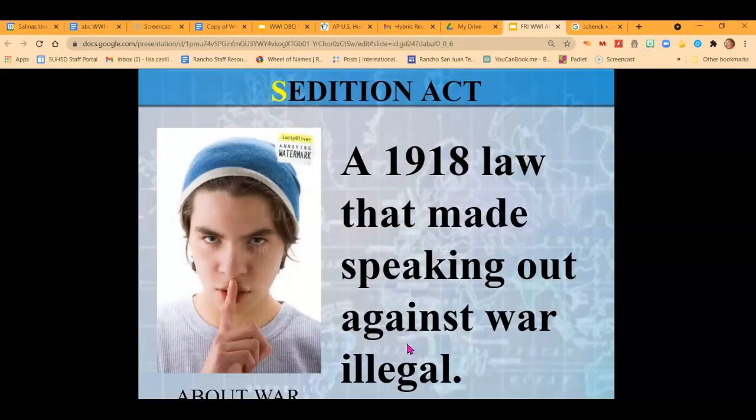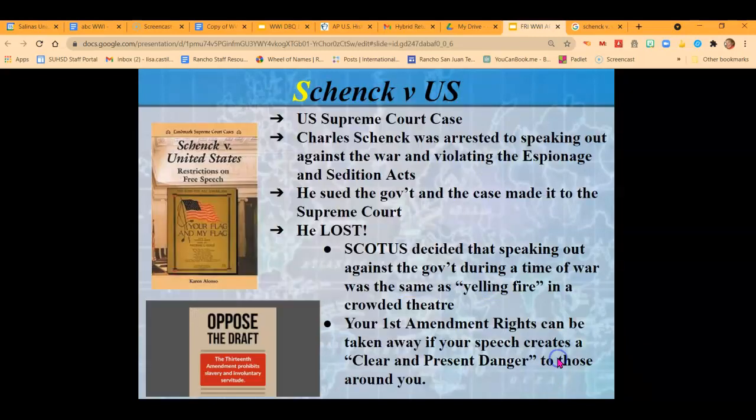QRS. Ooh, here's the other half of that Espionage Act. The other half of the Espionage Act is the Sedition Act. The Sedition Act was passed in 1918, and it is a law that makes speaking out against the war illegal. So the Espionage Act was just a little bit more targeted, and now the Sedition Act is super blanketed. Literally, you can't say anything bad about the government or the war, or you could get fined or put in jail. The Sedition Act. S is for sedition.